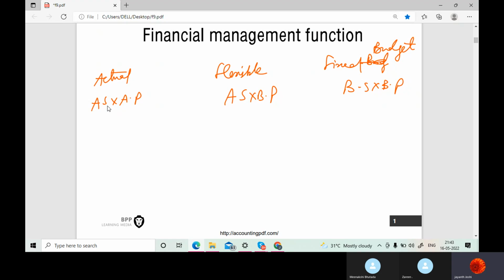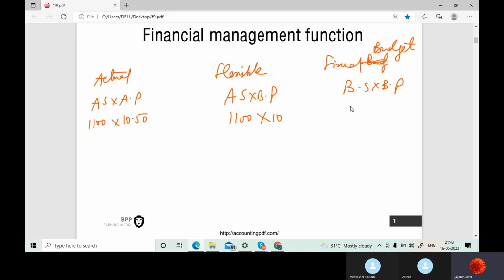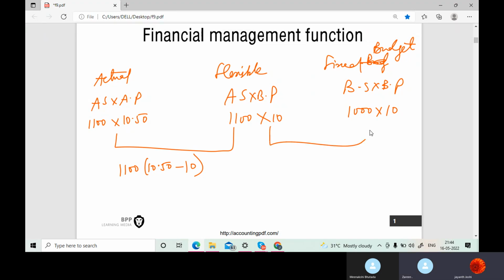So now what is your actual sales as per the question? 1100, into 10.50. Budgeted sales 1000, into 10. Here 1100 is common, so 10.50 minus 10 is 0.50 into 1100. It's like 550.